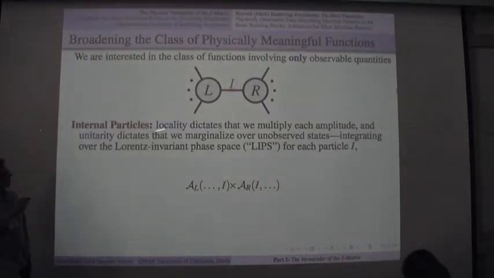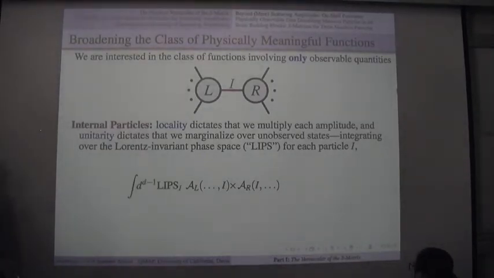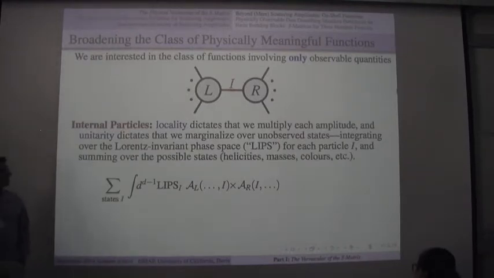That sum means an integral over the Lorentz invariant phase space for each particle, which in d dimensions is some d minus 1 dimensional integral. And we sum over all the possible states, their helicities, the colors, everything. OK. And that is clearly the meaning of this.